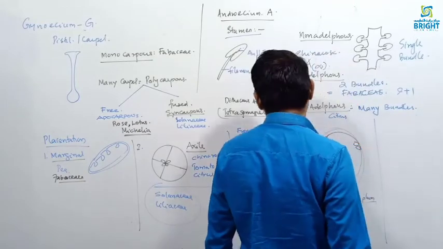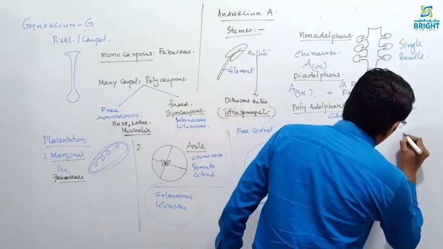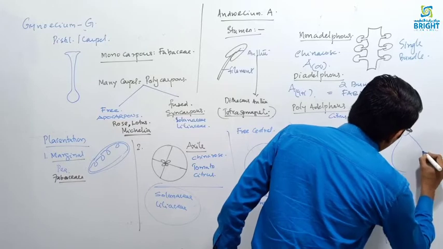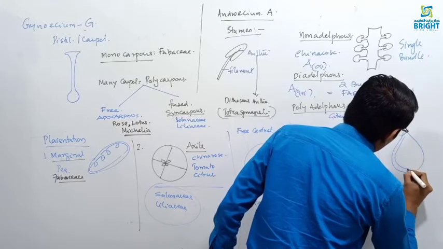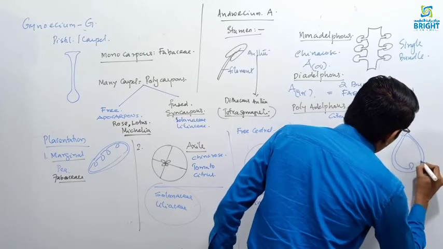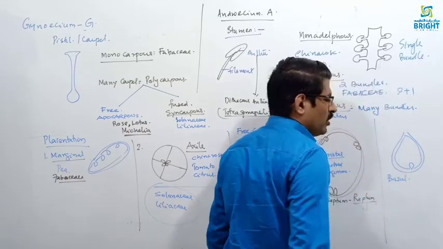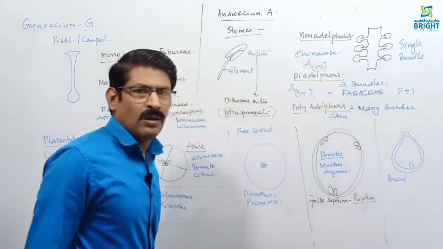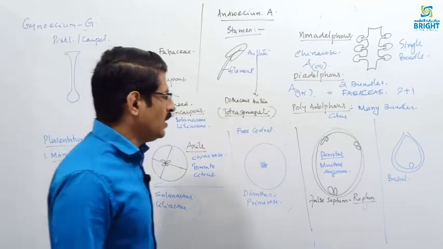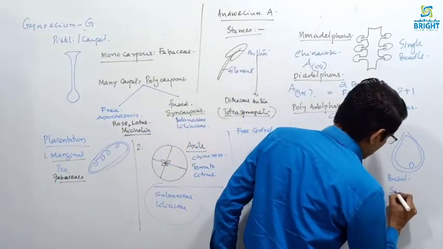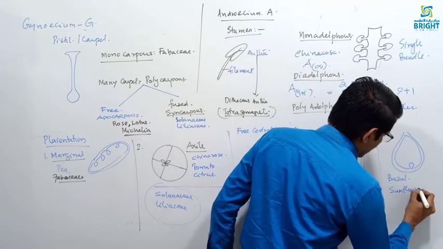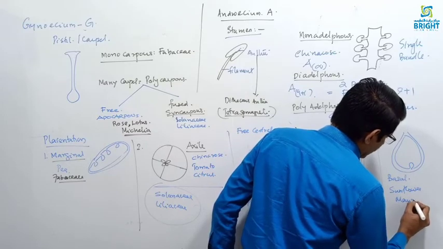And the next one: the ovary is monocarpellary, and a single ovule is present at the base, so it is called basal. A single ovule is present at the base, and it is called basal. The examples are sunflower and marigold.